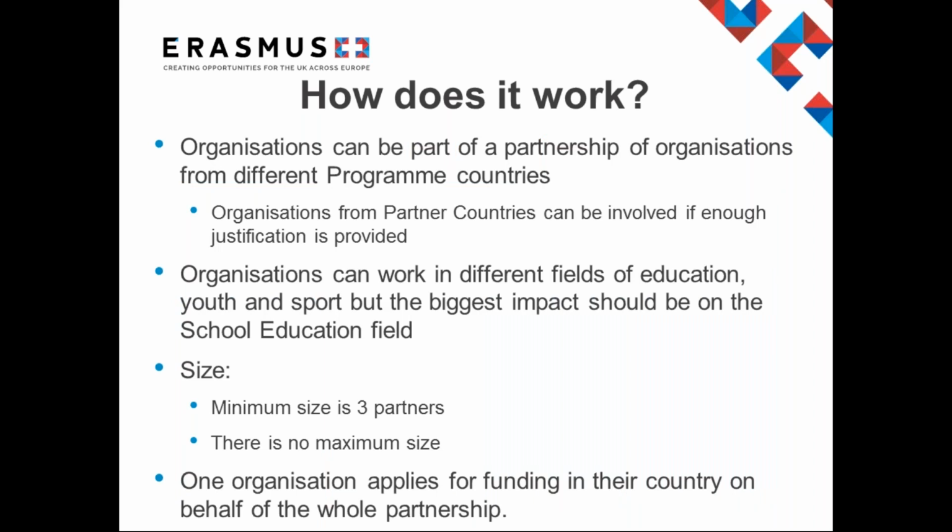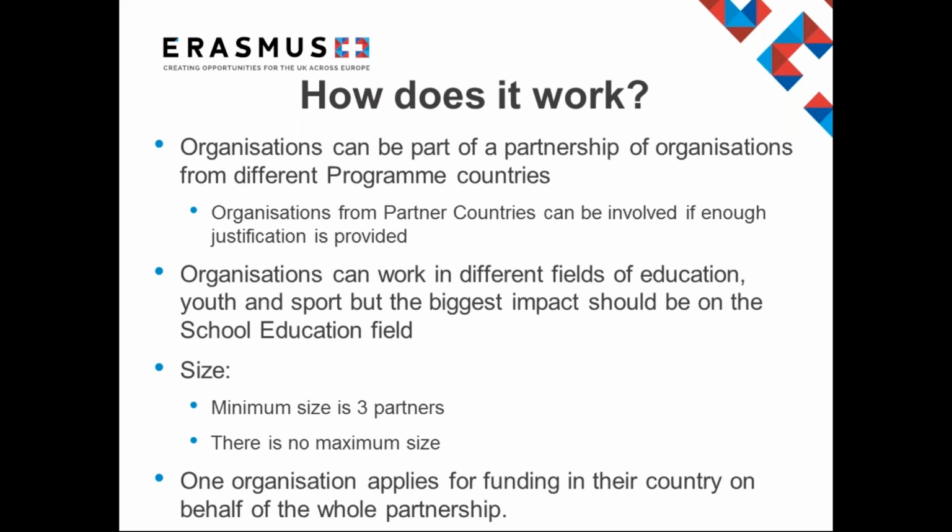In order to take part in strategic partnerships in the field of school education, partnerships must be formed by at least three organizations from program countries. And whilst organizations from partner countries can be included, you will need to provide enough justification as to why they should be involved and what they will contribute to the project. The organizations involved in this type of project can be involved in different fields of education, youth, and sports. You can find more information as to which organizations are eligible on page 108 of the 2019 program guide.